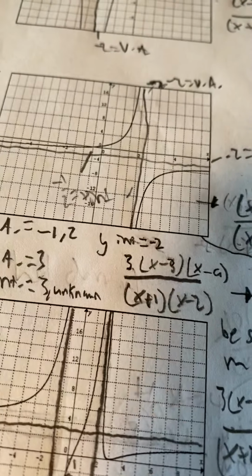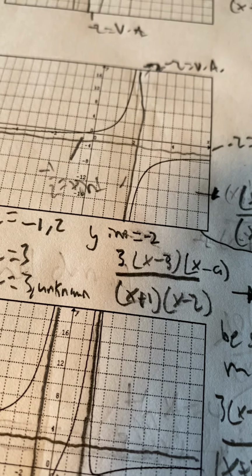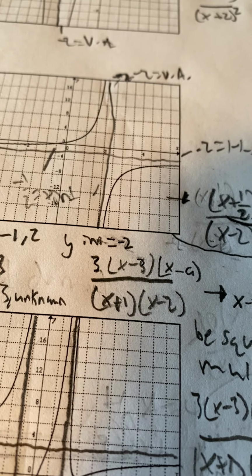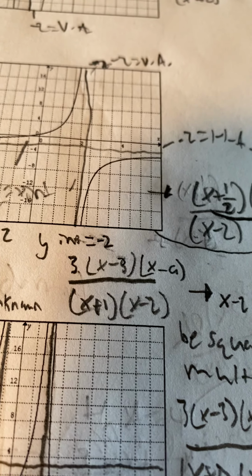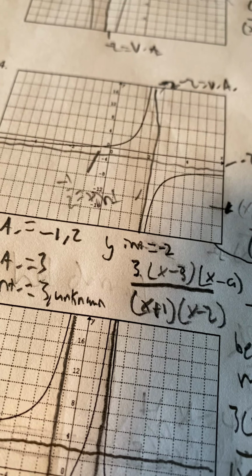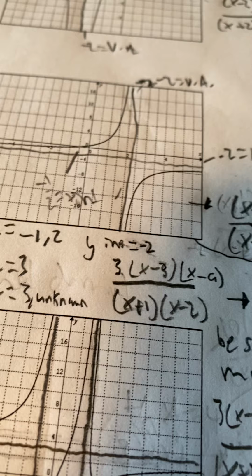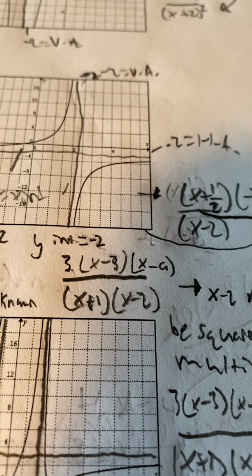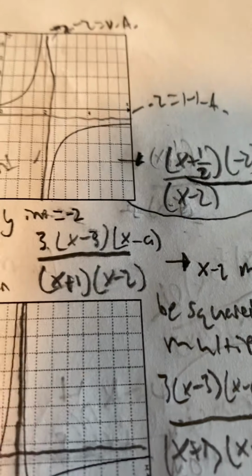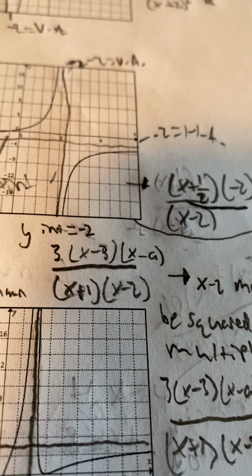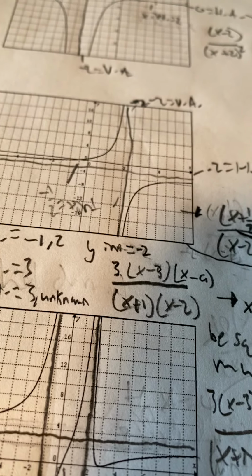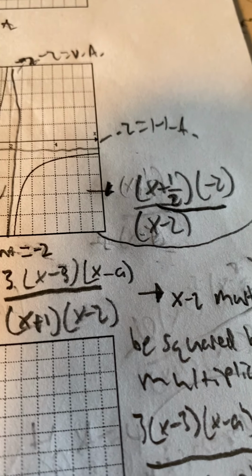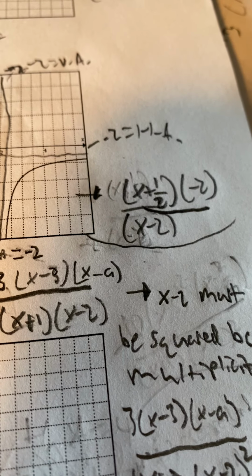For number 4, the vertical asymptote is at 2. The horizontal asymptote is at negative 2, is what I assumed. The x-intercept is negative 1/2. Okay, and so you can already craft from that x plus 1/2 in the numerator, x minus 2 in the denominator, and then because it has a horizontal asymptote of negative 2, I just added a negative 2. So x plus 1/2 times negative 2 over x minus 2.